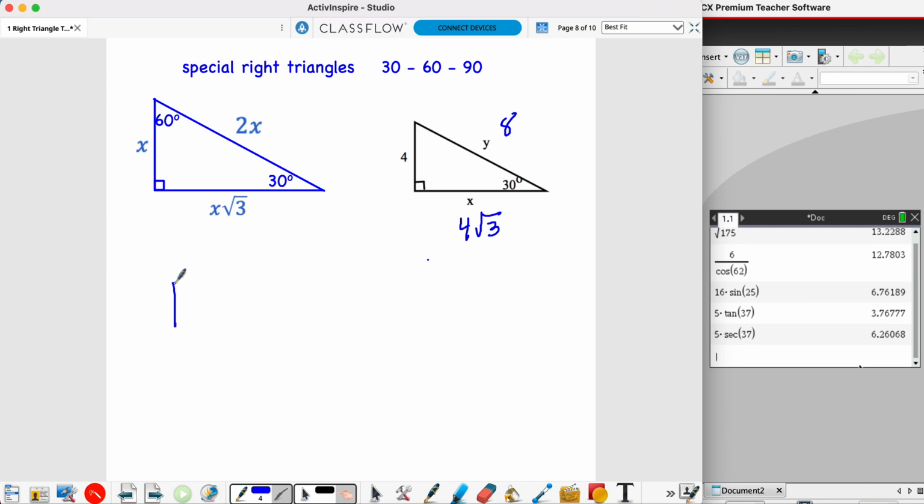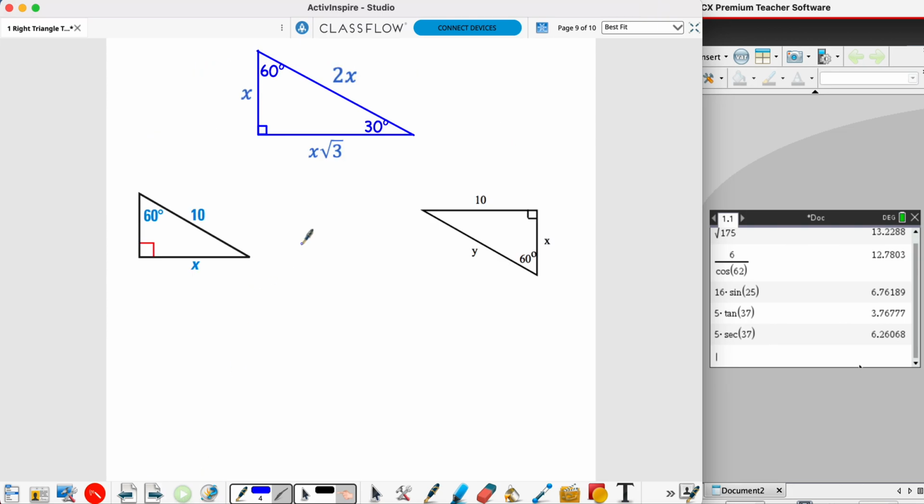What I was getting at is you can create a general triangle where I call this 1, I call that 2, and I call this the square root of 3, and then use proportions to help you solve. I'll do that over here: 1, 2, square root of 3.